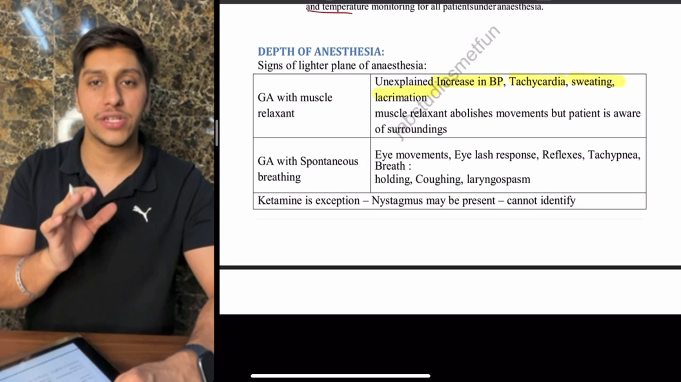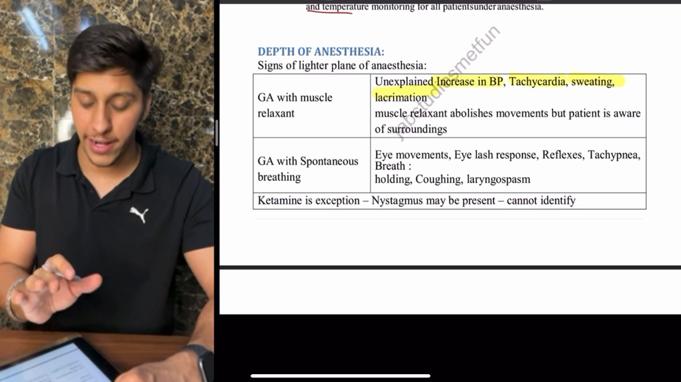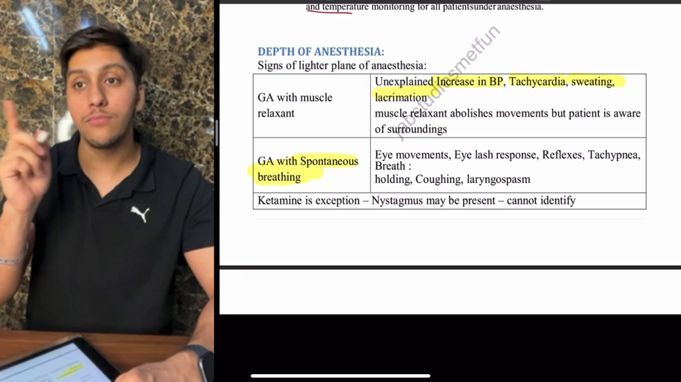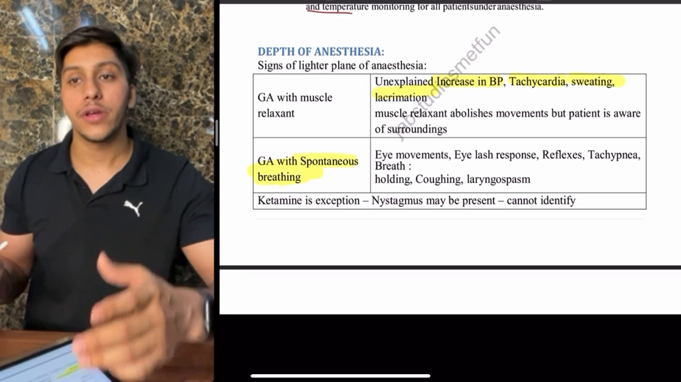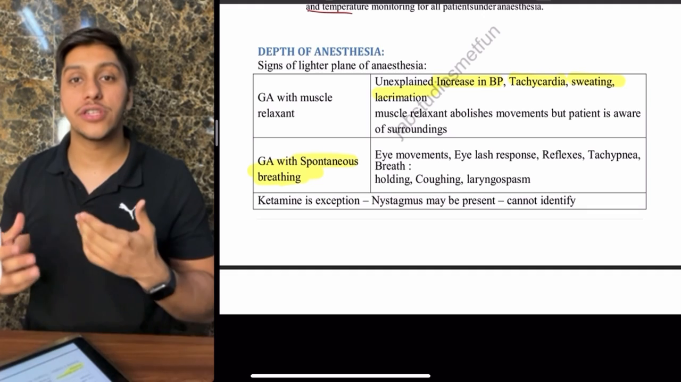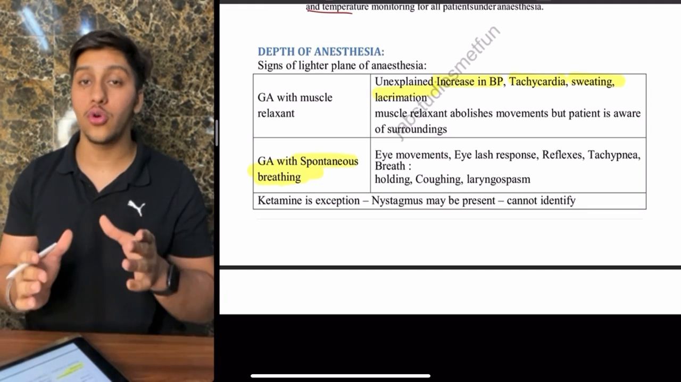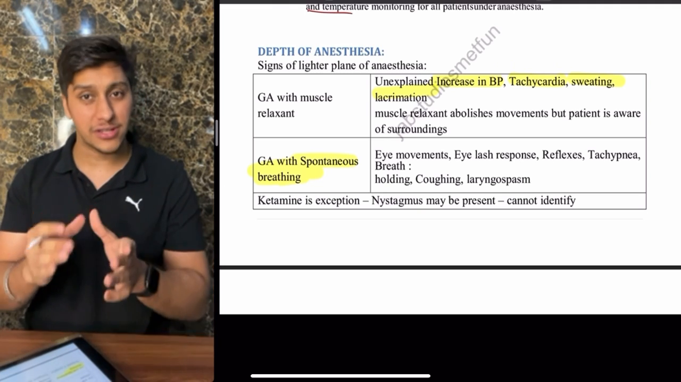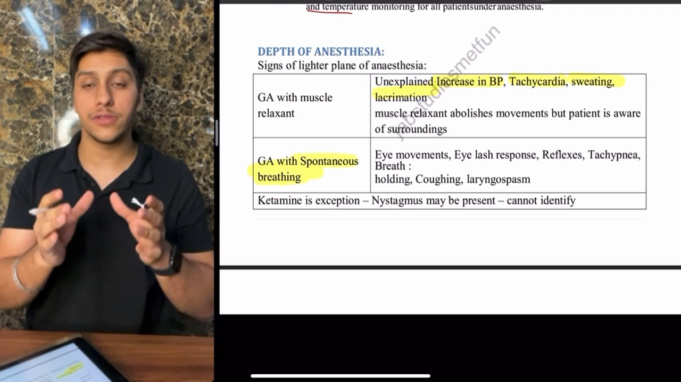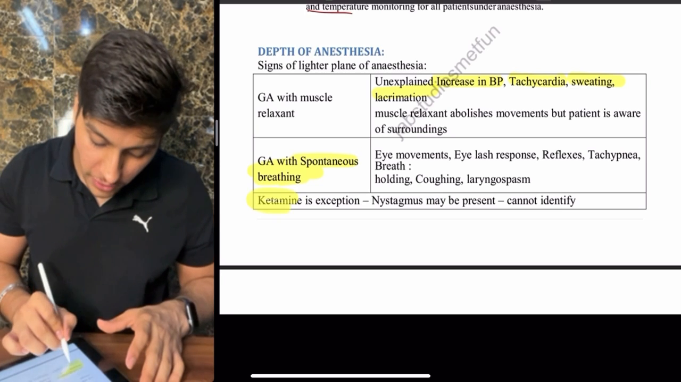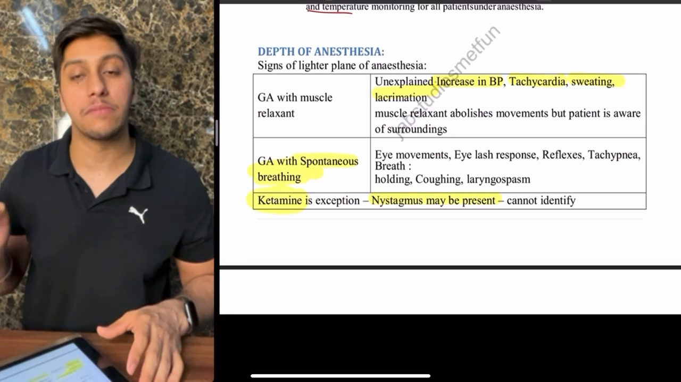If a patient has just general anesthesia, no muscle relaxant, and has spontaneous breathing, you will see eye movements, eyelash response, tachypnea, and you will see the patient is also coughing with laryngospasm. These are the symptoms of a lighter plane. So know what the symptoms are when the patient is with GA with muscle relaxant, and what the symptoms are when the patient is with GA and spontaneous breathing. Ketamine, when you're using it, you might see nystagmus might also be there.